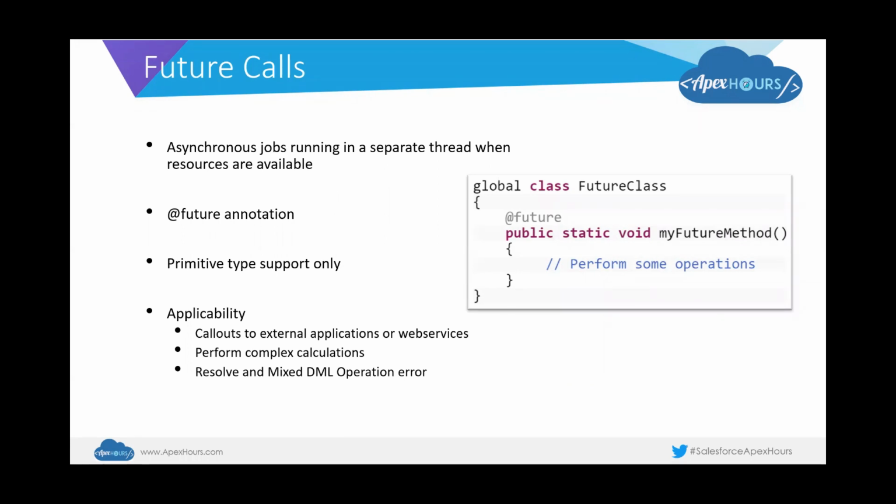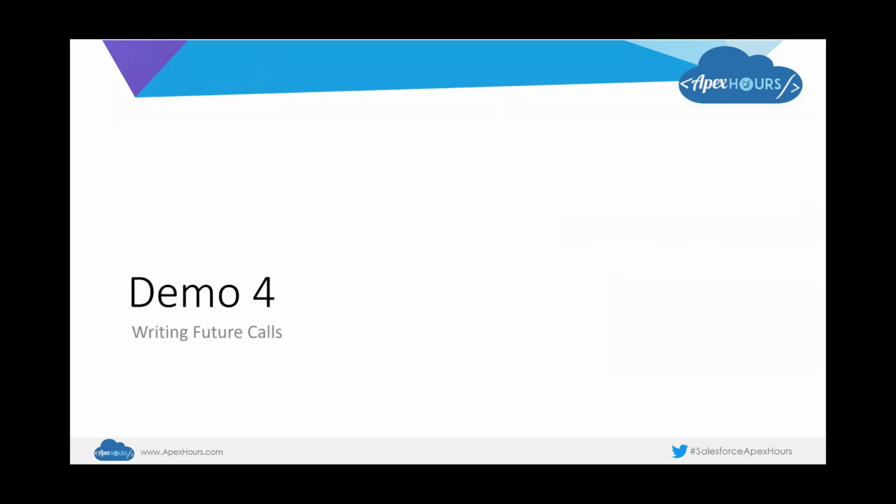One type of object is updated in one execution context, and the other in another execution context. Since future methods operate in a different execution context, this really comes in handy. So with that, let's quickly jump over to the demo and see how you can simply write future calls.